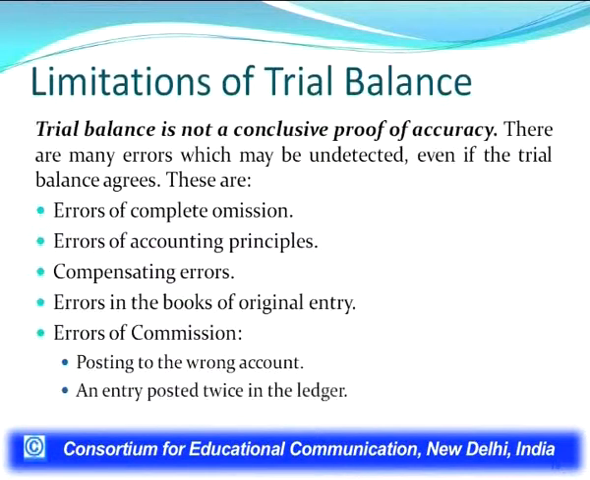Conclusive proof of accuracy means that if the trial balance is tallied, it does not guarantee that there is no error in accounting books. It means that even after preparing a correct trial balance, there may be some errors. So, if trial balance agrees, then what? When it disagrees, there will definitely be an error. But even if it agrees, there may be some errors.